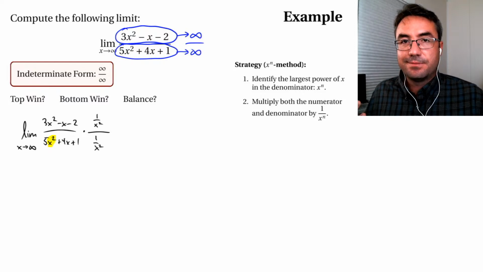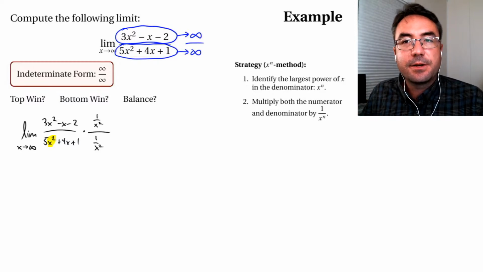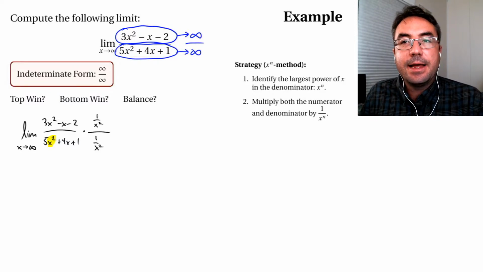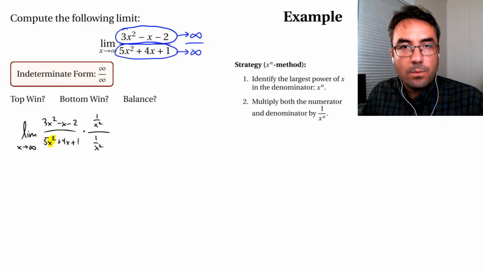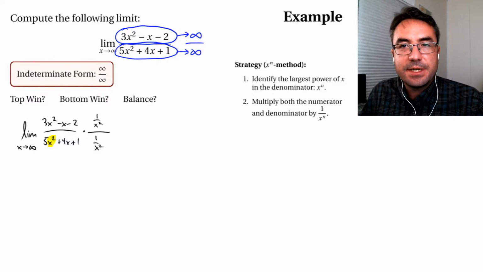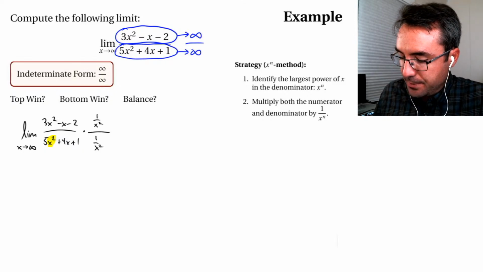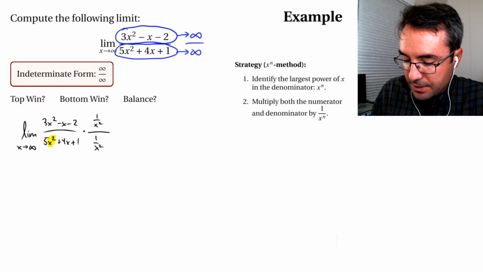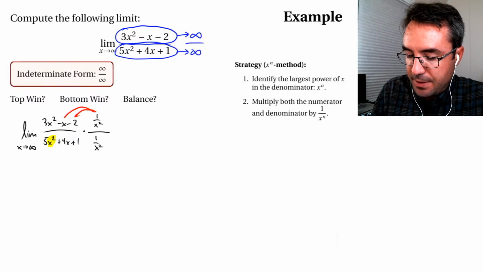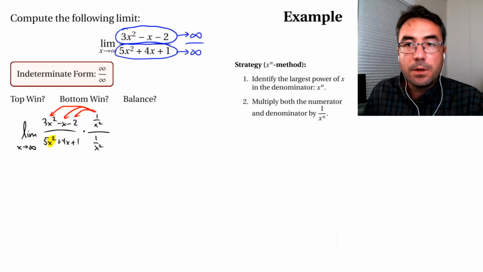So that's our technique. Then we go through all the arithmetic of distributing, and we'll see why this works in a second. Right now it might be kind of a mystery. Why are we doing this technique? We'll see why it works in a second. So let's distribute the 1 over x squared to every term in the numerator, and we'll simplify as we go along.